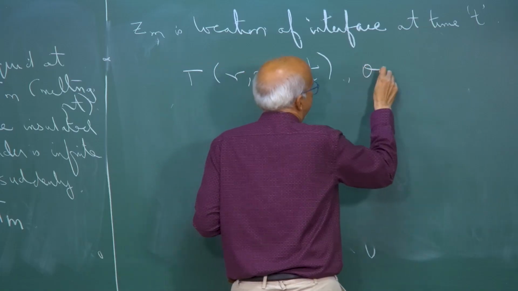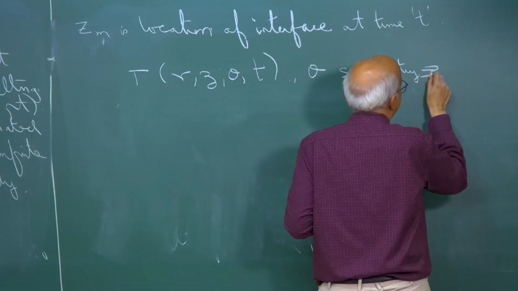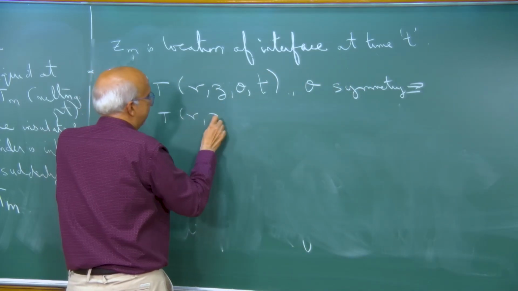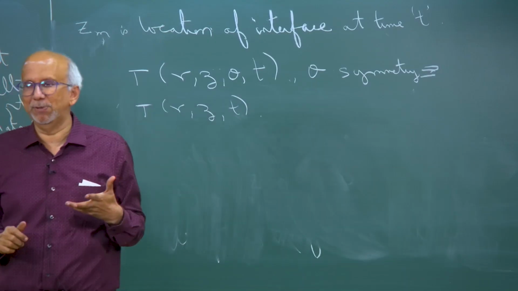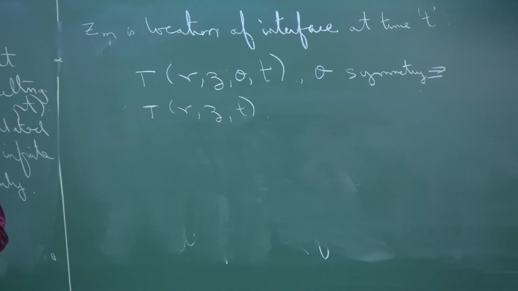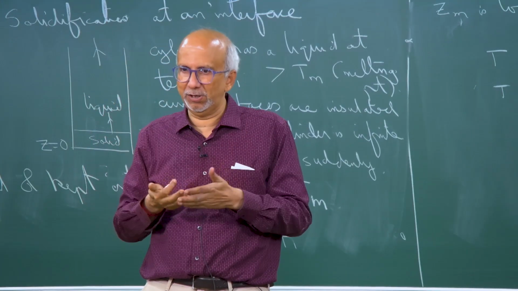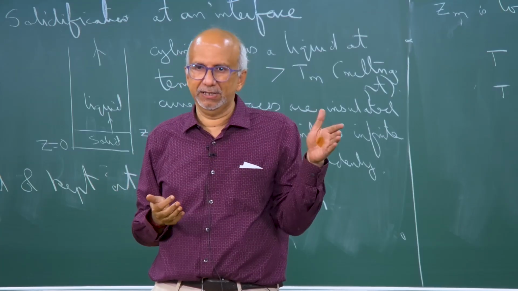Theta symmetry implies T is a function of r, z and t, and I am interested in a one dimensional problem. So which dimension am I interested in? I want to retain the dependency in the z direction, not in the r direction. So I am going to assume that the variations in the r direction are very small.